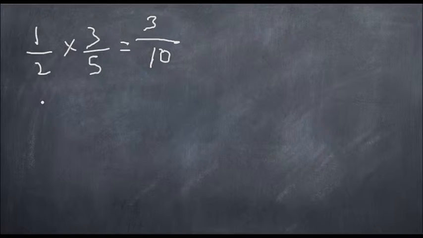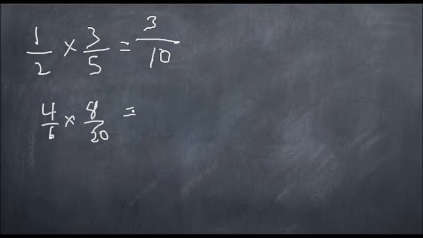I can give you another example. All right, let's do 4/6 times 8/20. You really need to know your times table spot on to do this. All right, so 4 times 8, 32. 6 times 20.